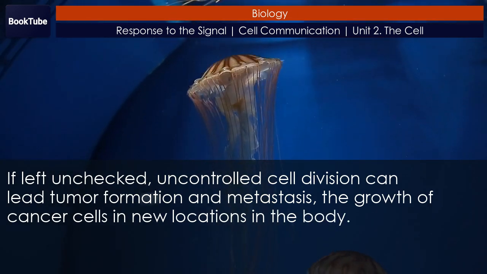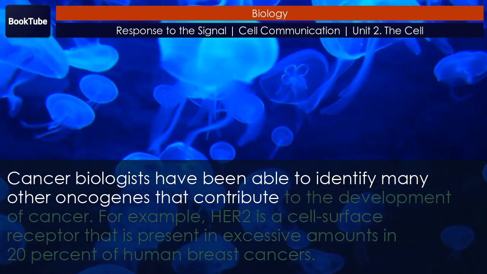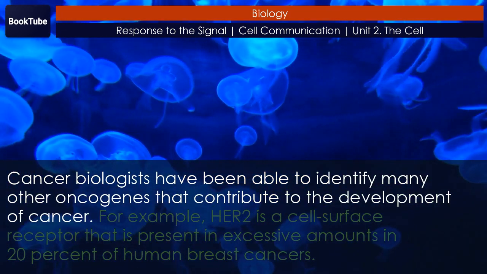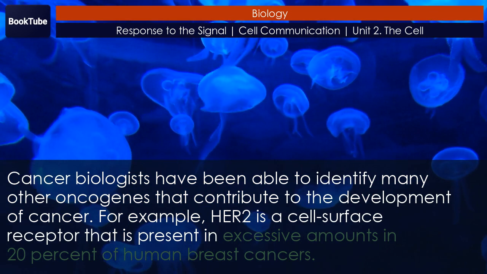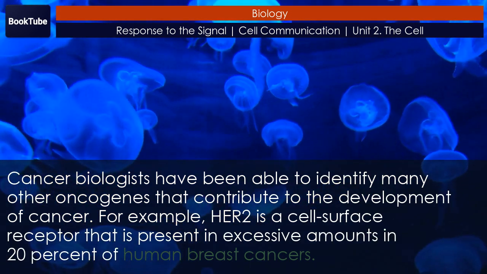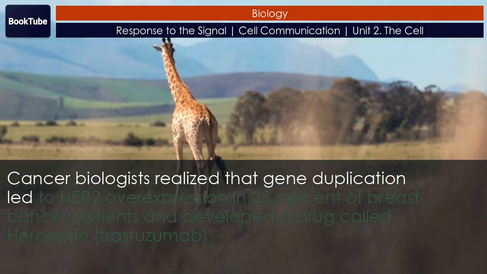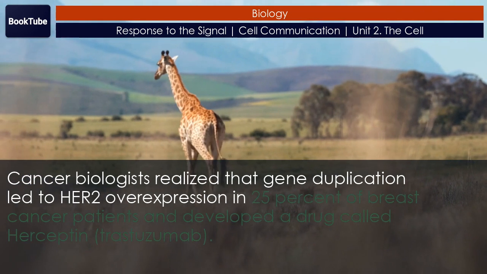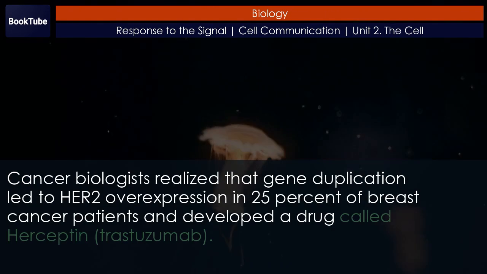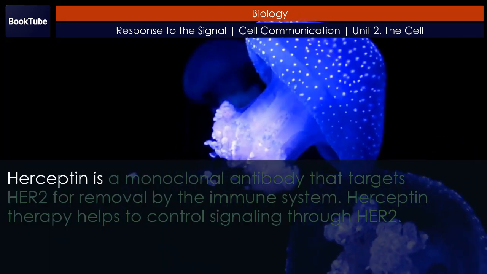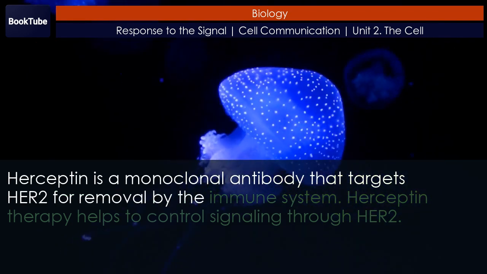locations in the body. Cancer biologists have been able to identify many other oncogenes that contribute to the development of cancer. For example, HER2 is a cell surface receptor that is present in excessive amounts in 20% of human breast cancers. Cancer biologists realized that gene duplication led to HER2 overexpression in 25% of breast cancer patients and developed a drug called Herceptin, trastuzumab. Herceptin is a monoclonal antibody that targets HER2 for removal by the immune system.